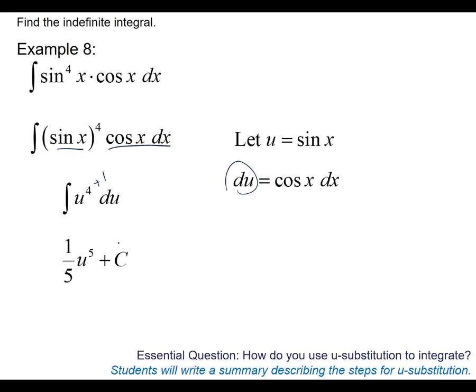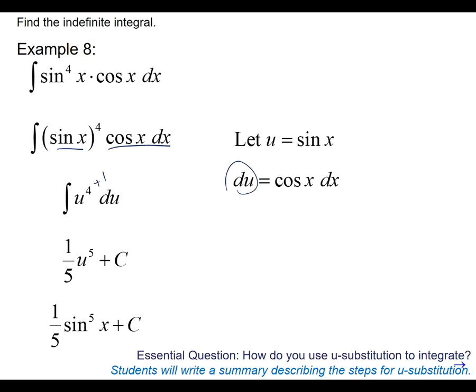Alright, what am I going to substitute back in for the u? Sin x, and I typically write it in the fancy way like they did in the beginning. So 1/5 sine 5x, or sine 5x. Alright, only for the fifth x.